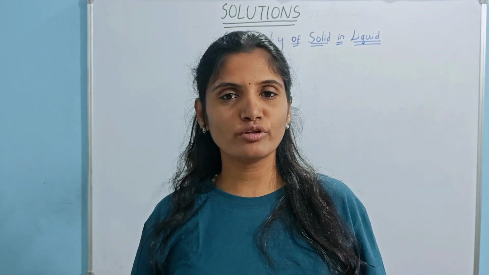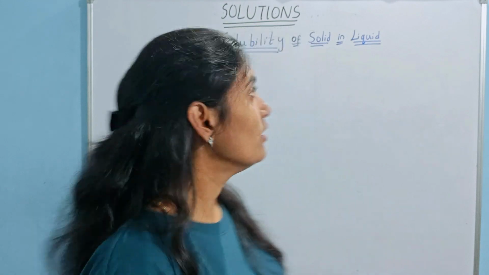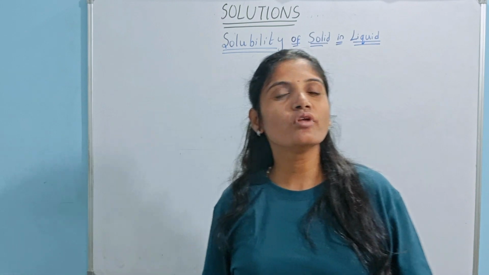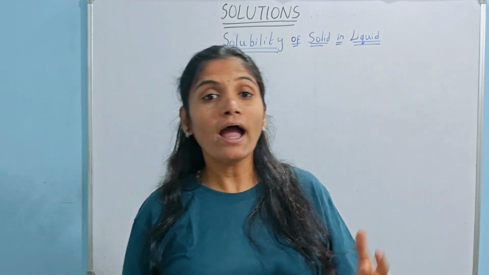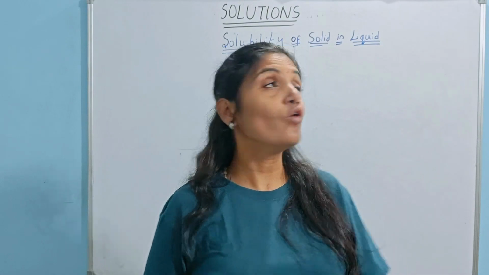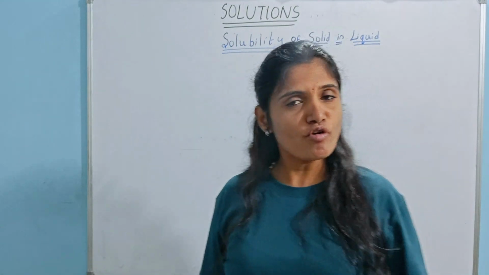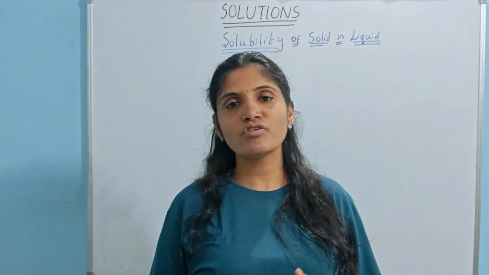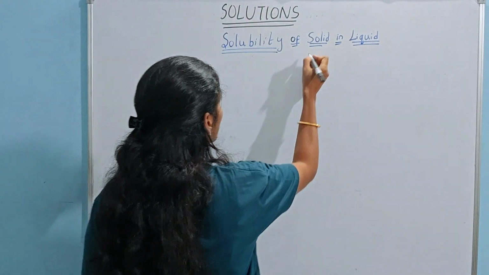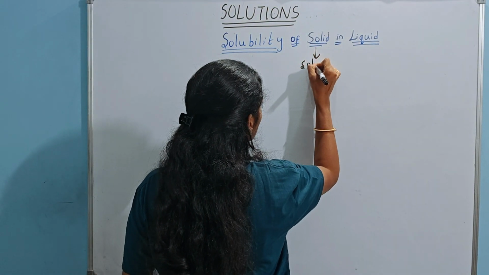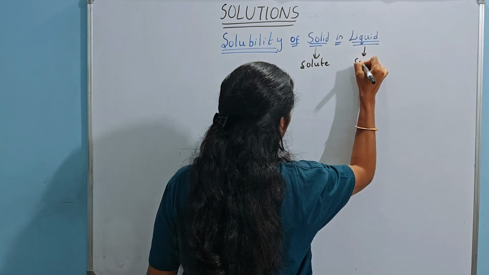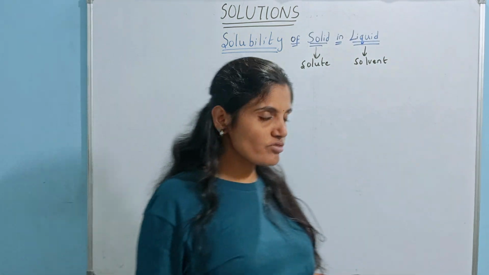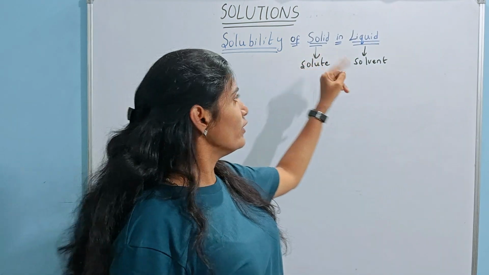Now let us discuss the solubility of solid in liquid. When we talk about the solubility of solid in liquid, we need to talk about the nature of the solid here, and we should also talk about the nature of the solvent, which is the liquid. Because whenever we talk about solubility, it depends on nature of solute, nature of solvent, temperature and pressure. Here the solid is my solute and the liquid is my solvent. Let me talk a little about the nature of solute and solvent for a better understanding of the solubility of solid in liquid.